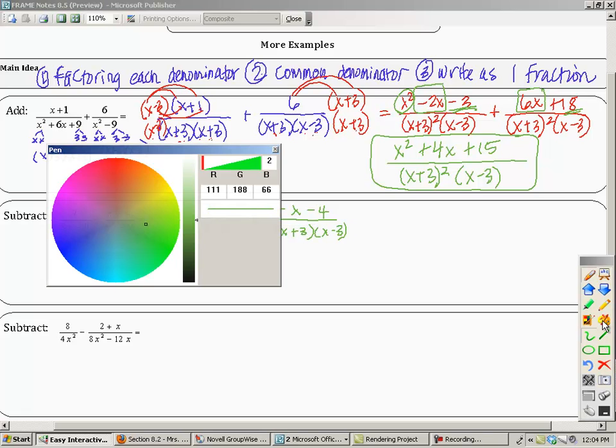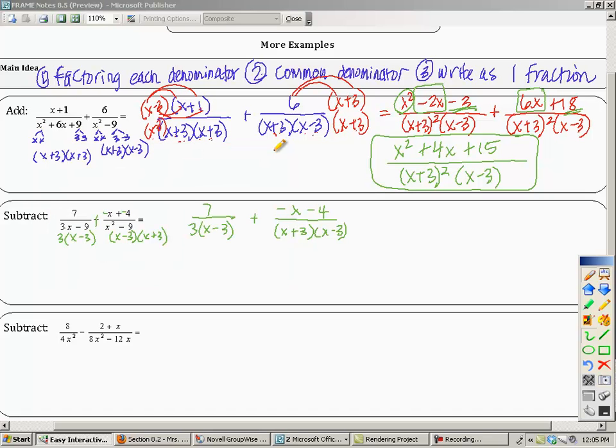Now let's change our colors. What do they have in common? They each have an x minus 3. This fraction over here is missing the x plus 3, so I'm going to multiply this by an x plus 3. And now you'll notice I have 3 things, a plus 3, a 3, and a negative 3. I have the plus 3 and the negative 3, but I'm missing just the extra 3 that's there. So here we go.